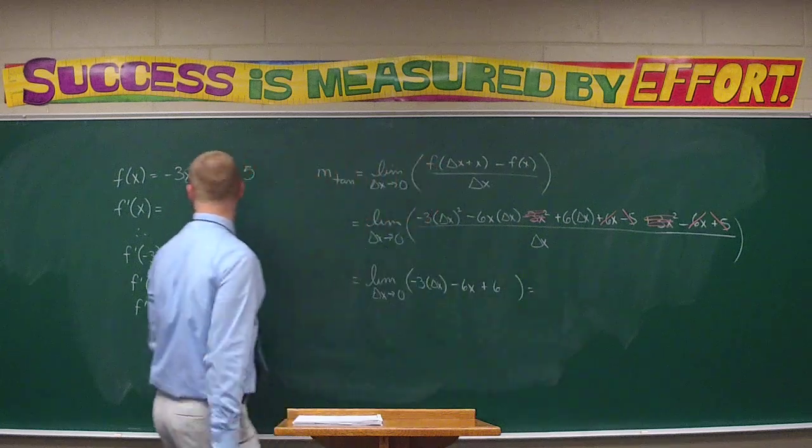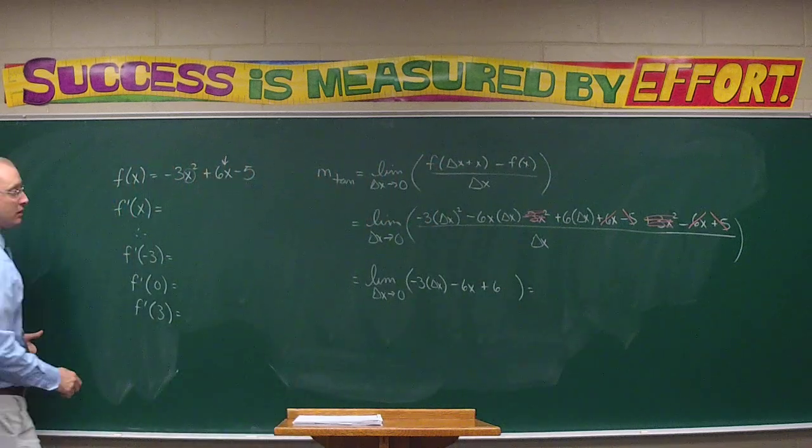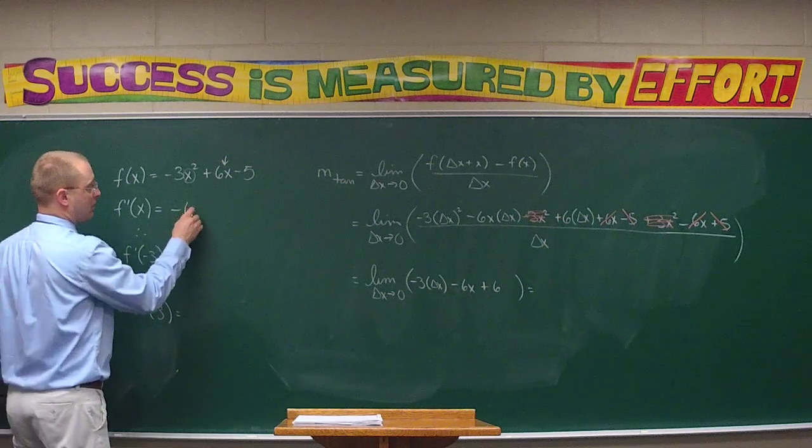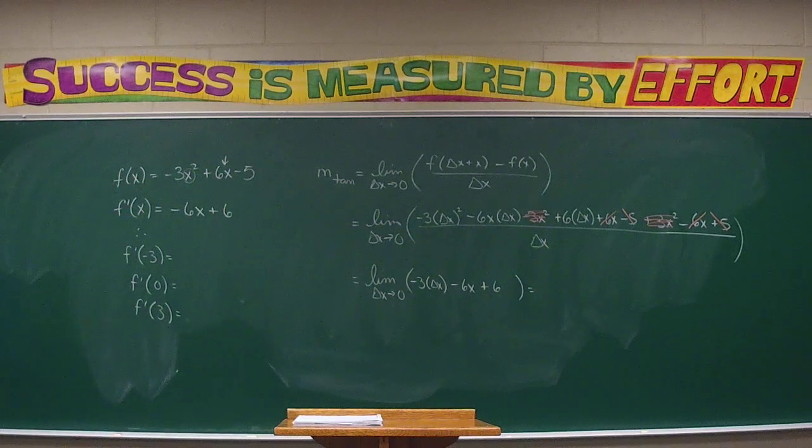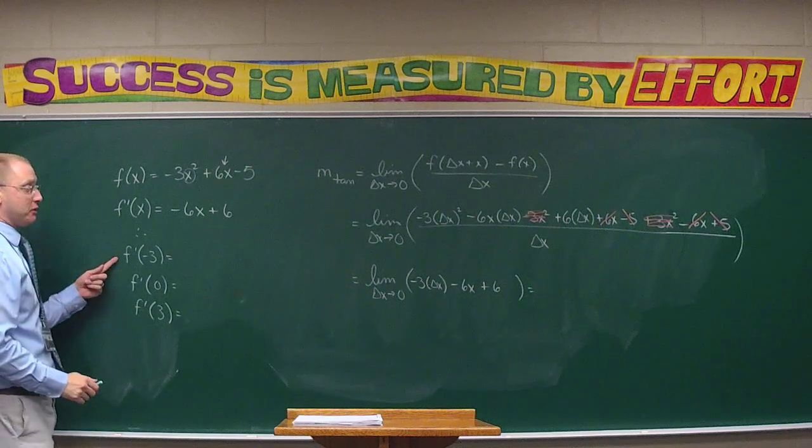So, Jamie, what is the first derivative? The first derivative is negative 6x plus 6. Perfect. Did we get that first derivative? Outstanding. Now we need to find the slope at negative 3, class.